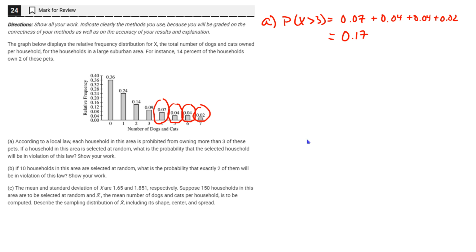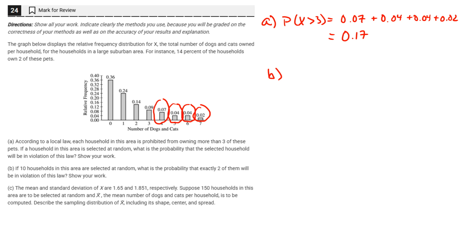As AP Classroom still doesn't want to work, we'll go on from there. So, part B. If 10 households are selected at random, what's the probability that exactly 2 of them will be in violation of this? Show your work. One second. Let me see if I can get AP Classroom working. And yes, I just realized I skipped 23. I will go back and do that.